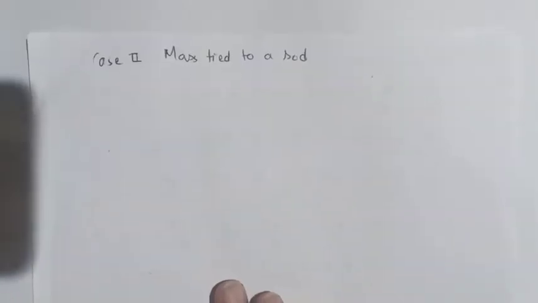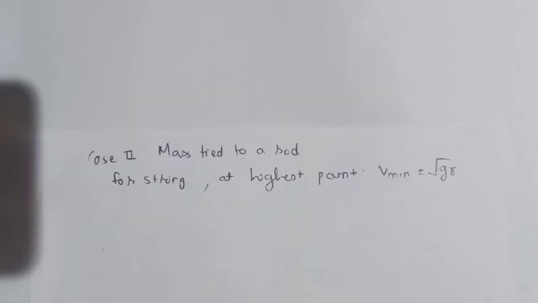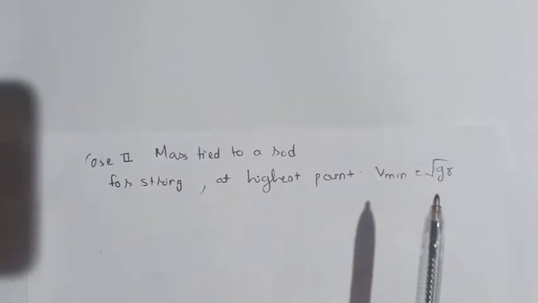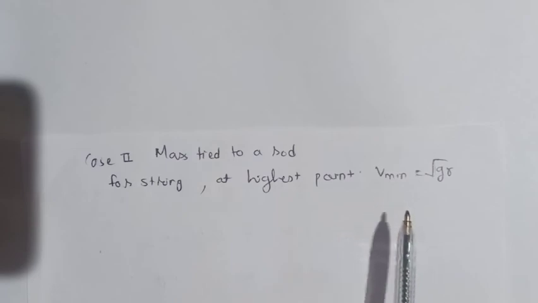Let's study the second case, mass tied to a rod. So consider a box tied to a rod. Instead of a string, here we are going to consider a rod and rotate along a vertical circle. The basic difference between the rod and the string is that a string needs some tension at all the points, including uppermost or lowermost. Thus a certain minimum speed at the highest point is not required in the case of a rod.